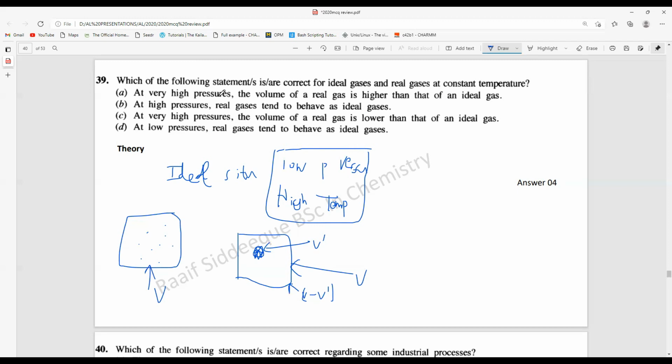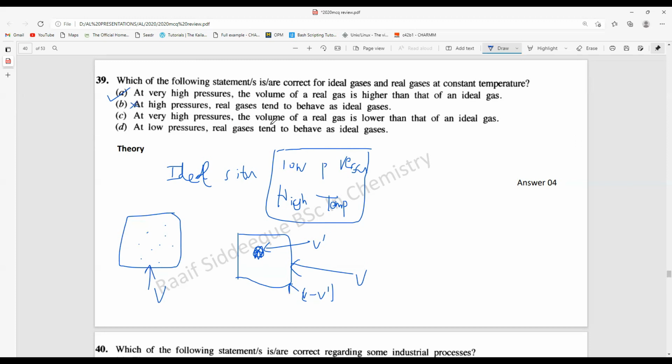At very high pressure, the volume of the real gas is higher than that of an ideal gas. That is correct, right? Since there is a volume for the real gas, the volume is a little bit higher. At high pressure, real gases tend to behave as ideal gases. So this is the ideal situation, not high pressure, low pressure.